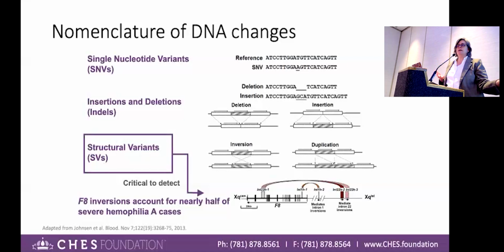So you may have heard of a factor 8 inversion causing severe hemophilia A. About 45% of severe hemophilia A is caused by this. So basically what happens is, it's truly what it sounds like. Something's inverted, which means it's turned the wrong way. In this case, for a factor 8 inversion, there's a part of the sequence that looks very similar somewhere else, and that whole block of DNA has flipped around, and the result of that is it broke the factor 8 gene. So that's what those words mean.